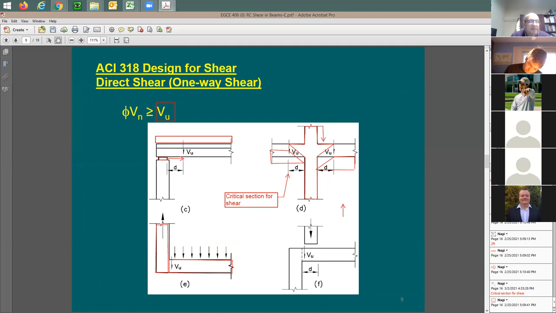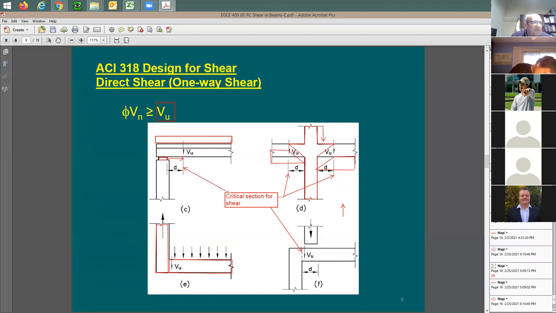Now I understand where it happens here. How about on this side? I'm gonna say it happens here, right? How about here? I'm gonna say, well, in this case, it happens here. And here, I'm gonna say it happens right here. Critical section for shear. It happens right here.